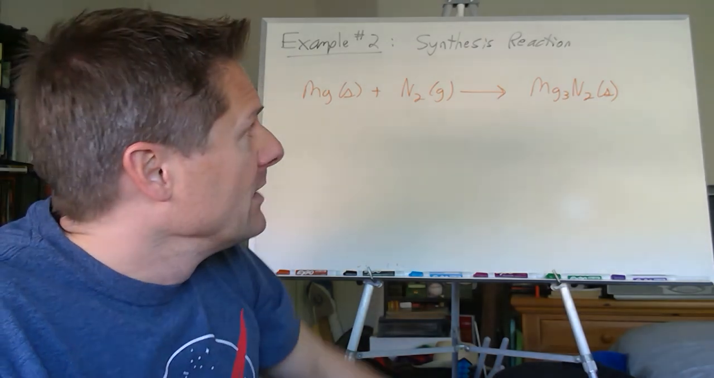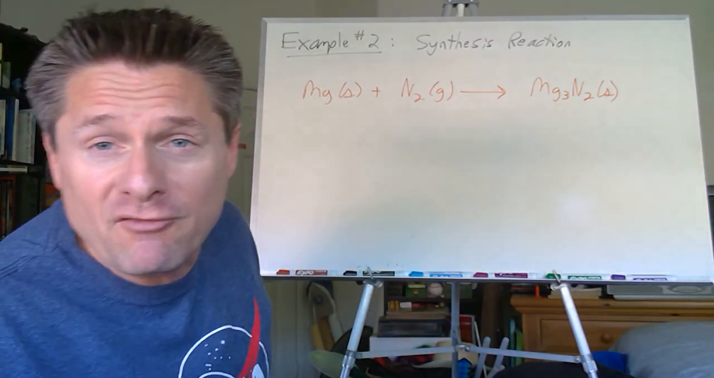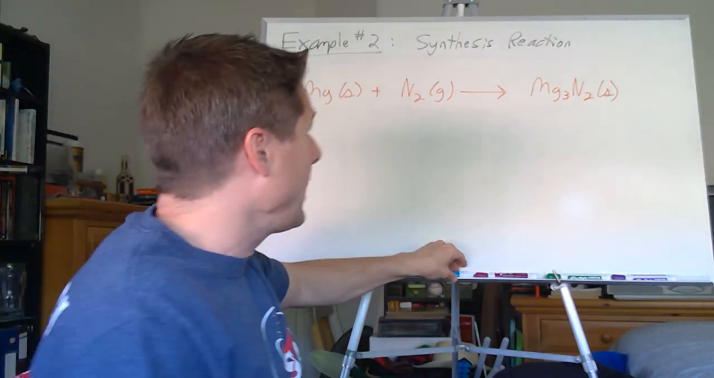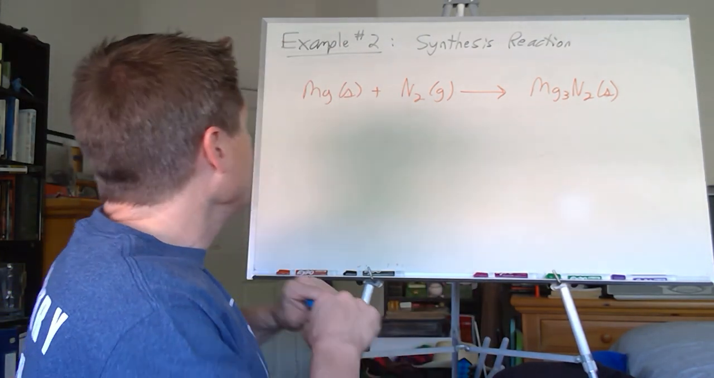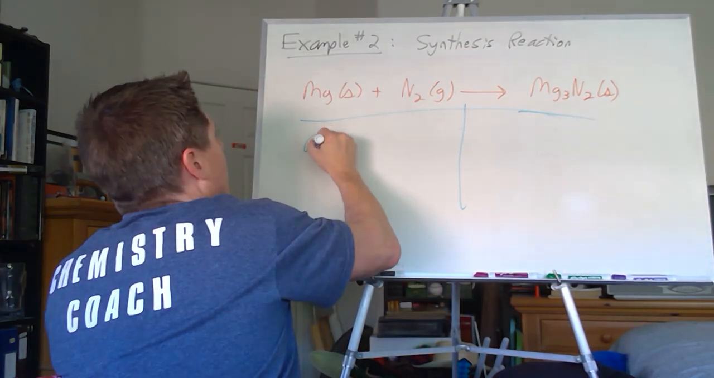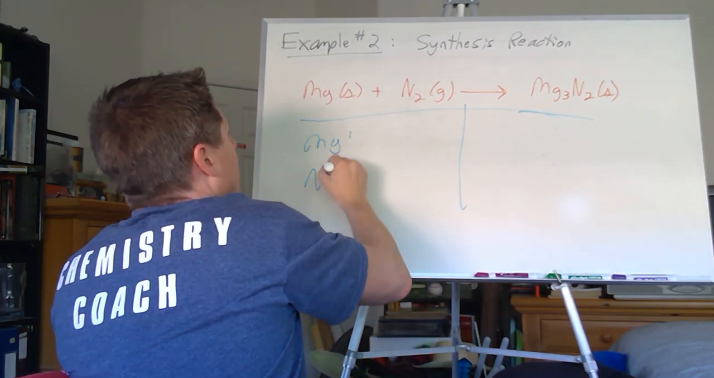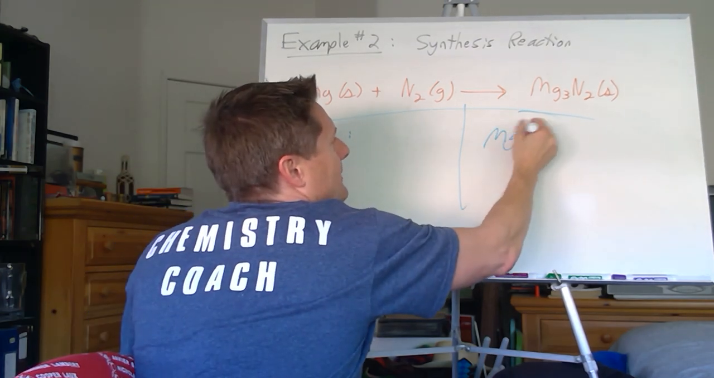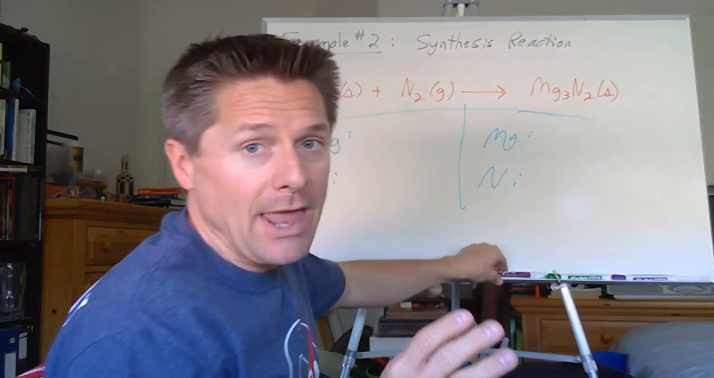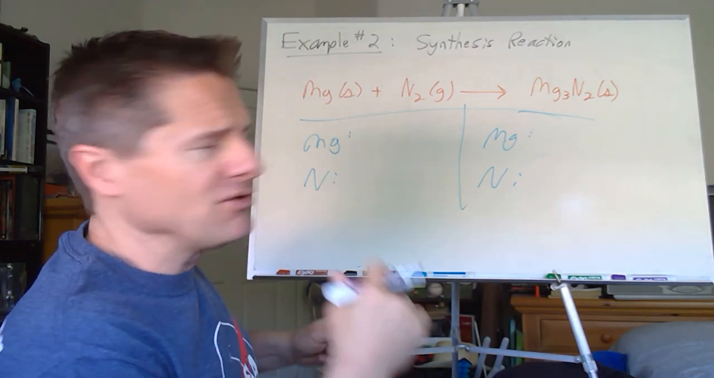So I would expect you to be able to predict the product from a synthesis reaction like this. But anyway, obviously it's not balanced. Now, if you can see it in your head, great. If not, go ahead and write out the table like this, where you've got the magnesium, you've got the nitrogen, you've got the magnesium, you've got the nitrogen. If you have to do that, do that. It's okay. I don't care. But I think most of you could probably do it in your head.